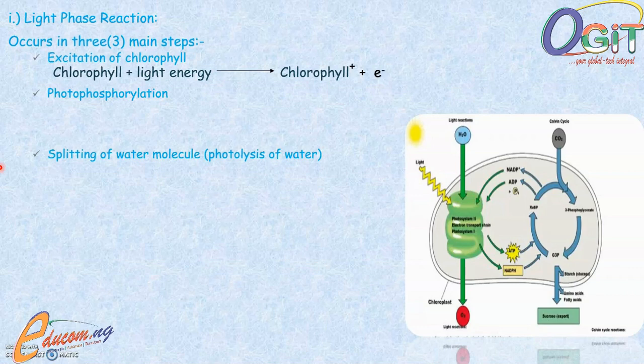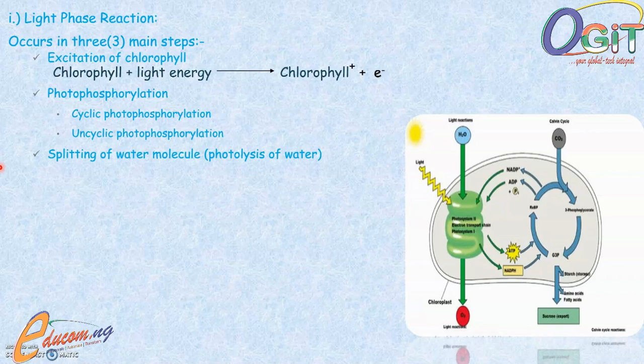For the second step of the light phase reaction, we have photophosphorylation. Photophosphorylation is divided into two: cyclic photophosphorylation and noncyclic photophosphorylation. For the cyclic photophosphorylation, the electron that is lost by the chlorophyll will be returned back to the chlorophyll in this process, which is the reason why we call it cyclic.